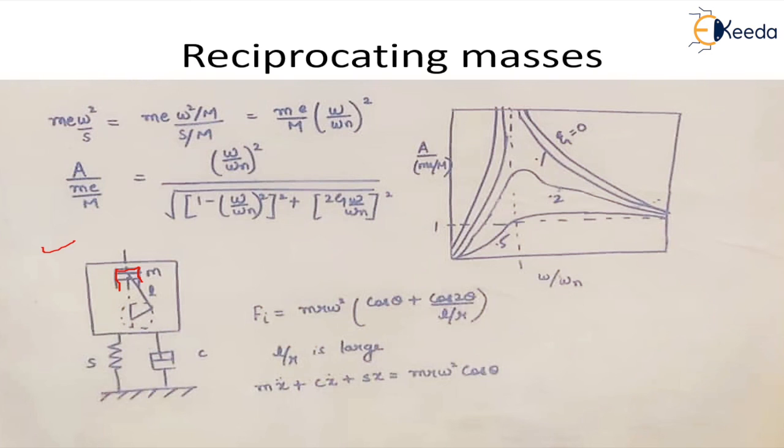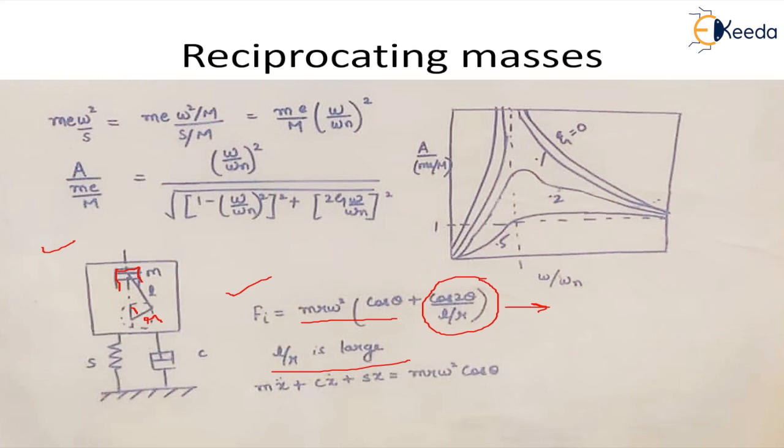So we have already discussed that the inertia force of the reciprocating masses, or a reciprocating body, is given by this formula, which is m r omega square (cos theta plus cos 2 theta upon L upon R). Theta is the angle which the crank makes with the line of action, where L is the length of the connecting rod and R is the length of the crank. So usually in such cases, this L upon R is very large. So if this L upon R is very large, this factor becomes quite small. So we can ignore this harmonic function.